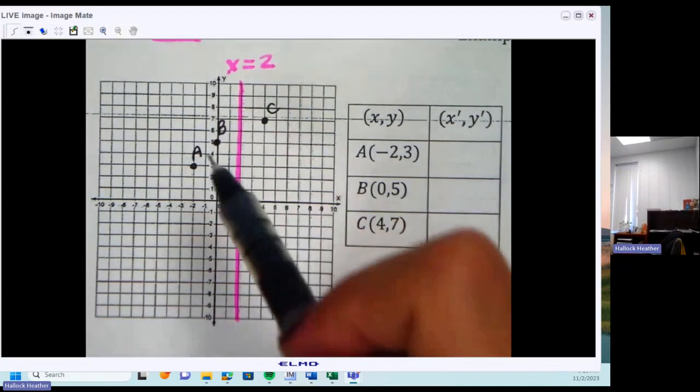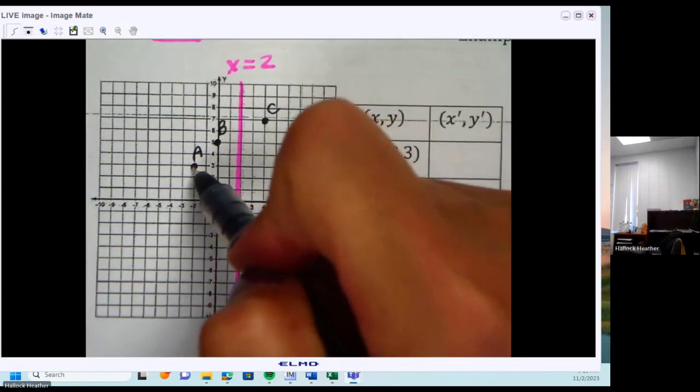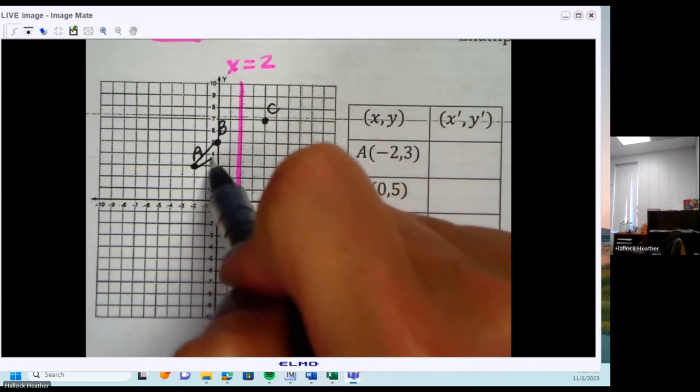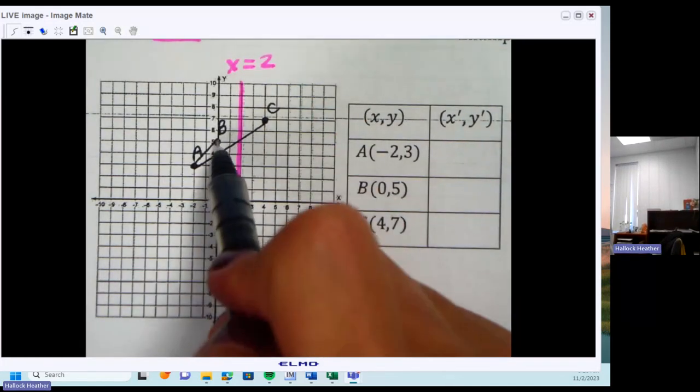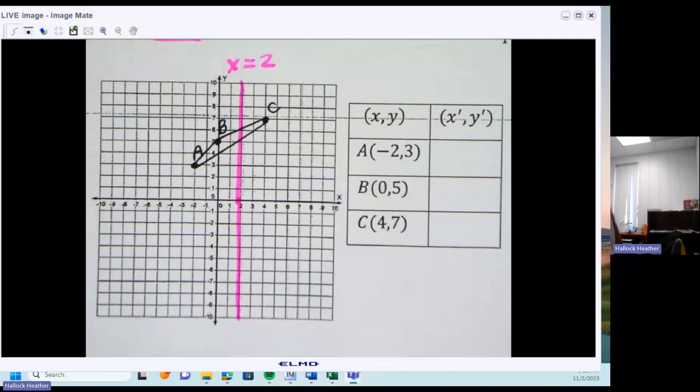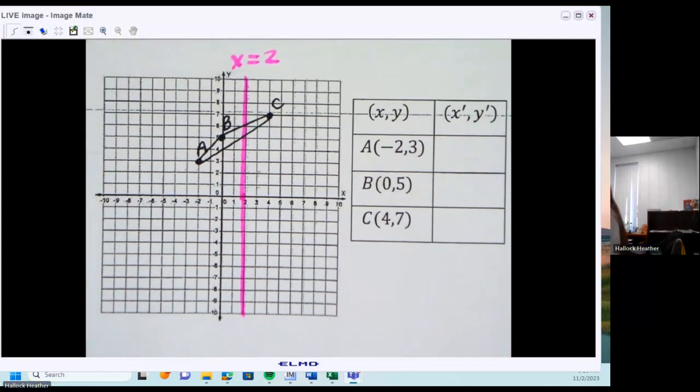Okay, so what we're going to do is connect A and B, A and C, and then B and C. I know it's ugly. It's super skinny, but it is what it is. Now, this one's a little strange. It's a little weird because the line of reflection actually goes through the picture.